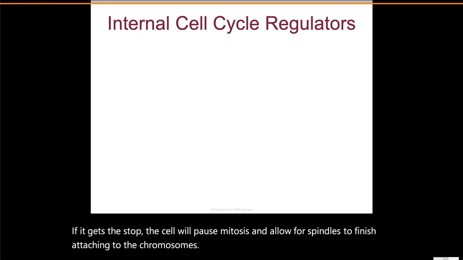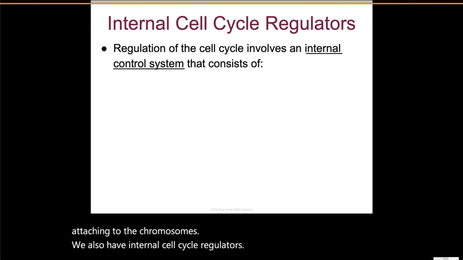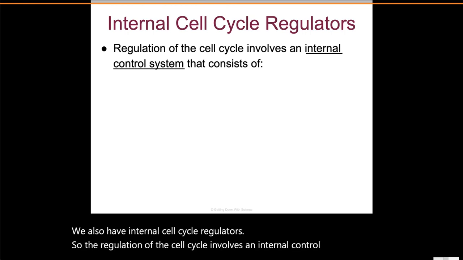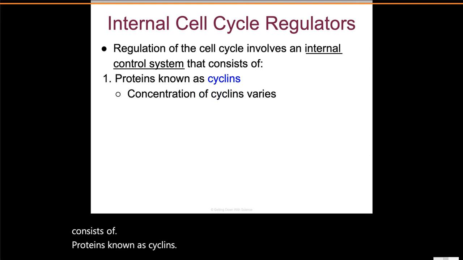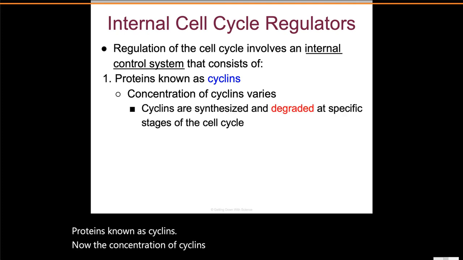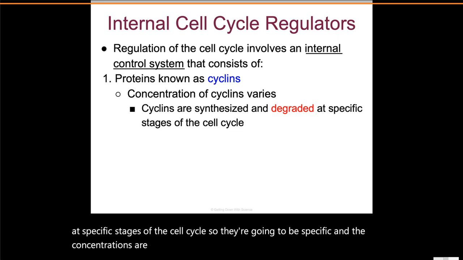We also have internal cell cycle regulators. The regulation of the cell cycle involves an internal control system that consists of proteins known as cyclins. Now the concentration of cyclins varies. Cyclins are synthesized and degraded at specific stages of the cell cycle. So they're going to be specific, and the concentrations are going to vary.